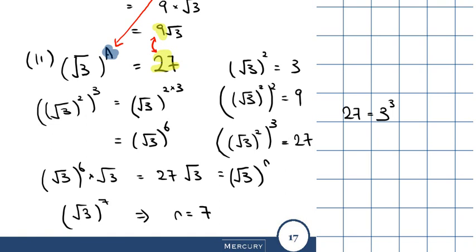Quite a tricky question, so I would recommend going back and looking through the video again. But it shouldn't be anything that's too tricky. The hardest bit, I think, is figuring out that square root of 3 to the power of 6 is 27, doing that substitution. But it shouldn't be too hard if you spend long enough looking at it.